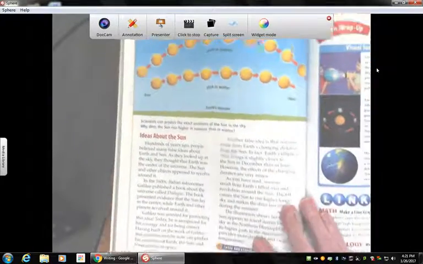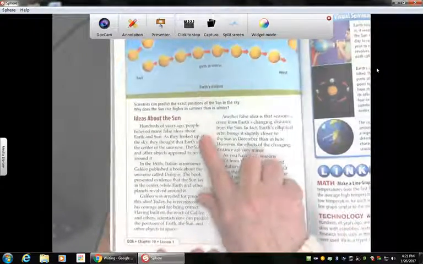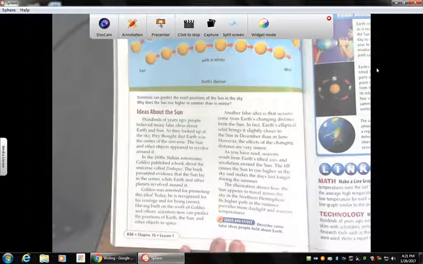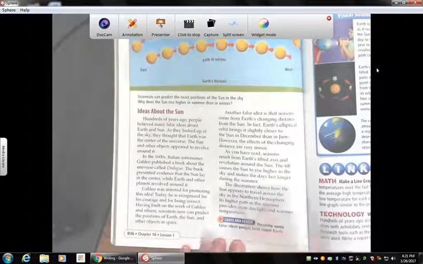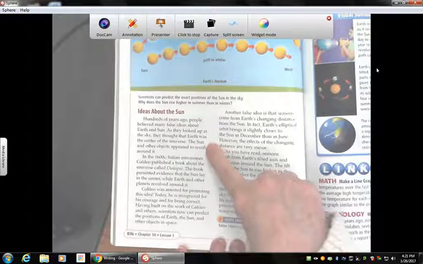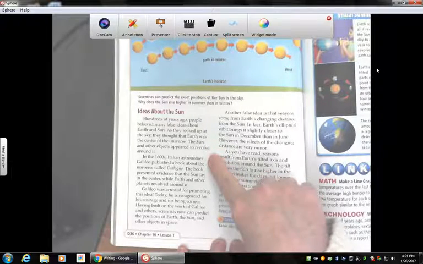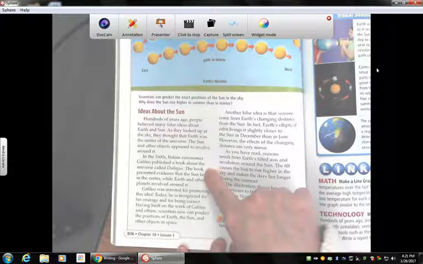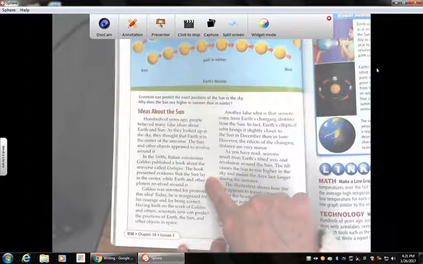Ideas about the sun. Hundreds of years ago, people believed many false ideas about the Earth and the sun. As they looked up at the sky, they thought the Earth was the center of the universe. The sun and other objects appeared to revolve around it. In the 1600s, Italian astronomer Galileo published a book about the universe called Dialogue. The book presented evidence that the sun lay in the center while Earth and the other planets revolved around it.